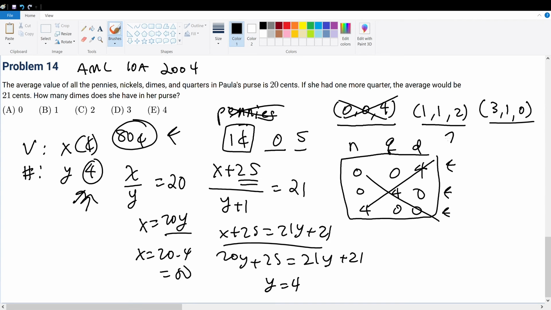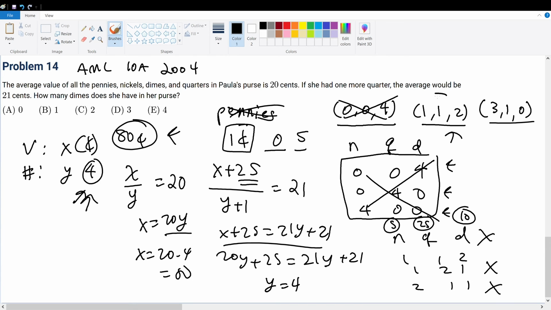Now let's try 1, 1, 2. What about 1, 1, 2? N, Q, D, we arrange it again: 1, 1, 2, 1, 2, 1, and 2, 1, 1. Now a nickel is 5 cents, a quarter is 25 cents, and a dime is 10. So sum each number with their multiple. 5 plus 25 is 30, plus 20 will be 50, so that's under. 5 plus 50 is 55, plus 10, that'll also be under, and likewise for the third one. So the second option of 1, 1, 2 will be off the table as well. So the answer must be some sort of 3, 1, 0 combination.